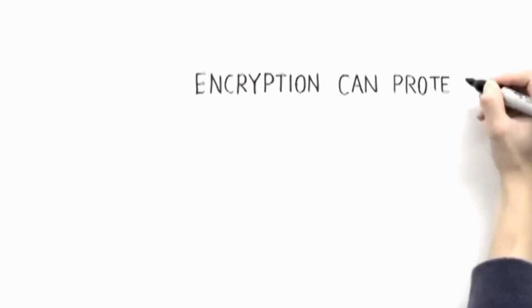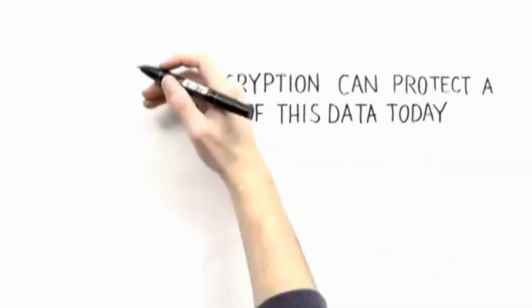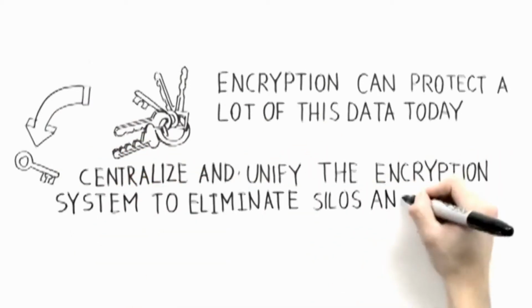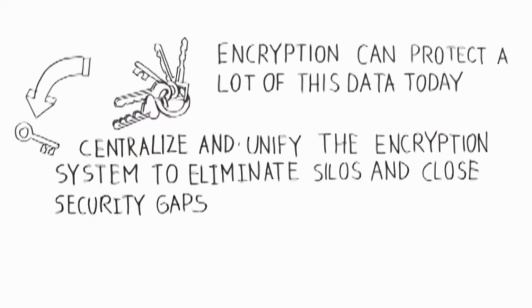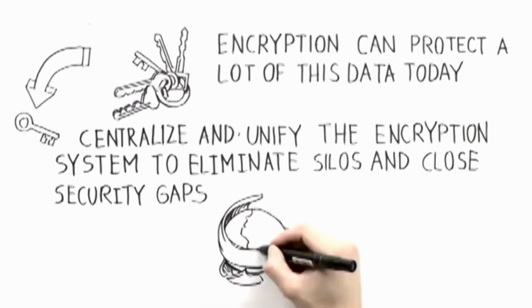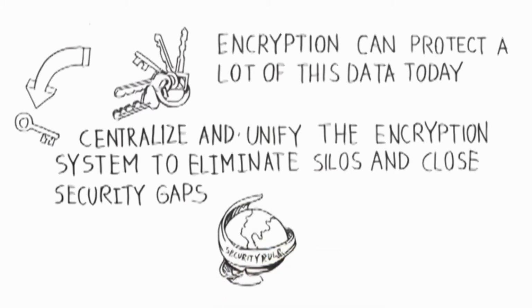So what's stopping us? Encryption and other related technologies can protect a lot of this data today. If you can centralize and unify that encryption system, you'll eliminate silos and close up a lot of those security gaps. Being able to apply a new security rule as globally as possible would prevent the patching and costs associated with that approach. In fact, this illustrates the 3 core principles that can assist organizations in protecting and controlling their sensitive data, as well as prepare them to adapt to changing infrastructures, deployment models, or new mandates.